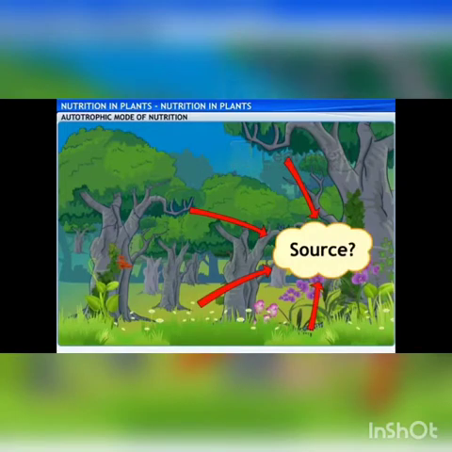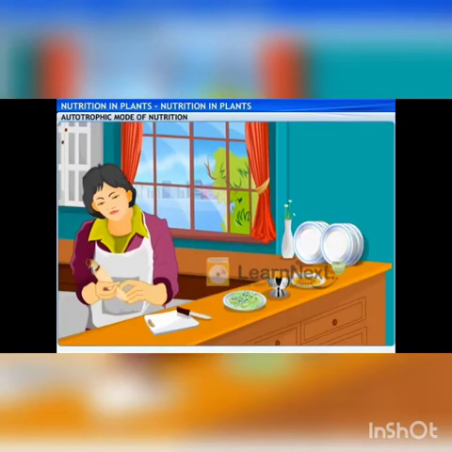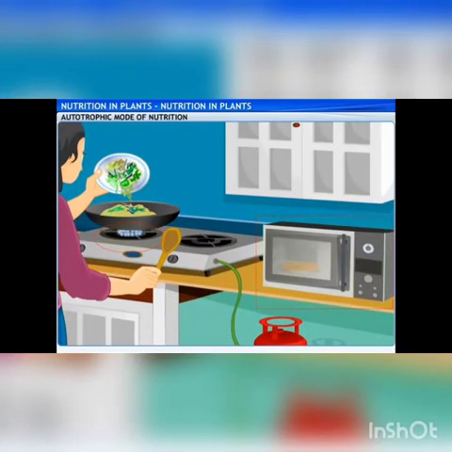To understand how they produce their own food, let's peek inside the kitchen. Observe how your mom prepares a dish. She collects all the ingredients and mixes them together, one after the other. See how she uses either a gas burner or microwave as a source of energy.